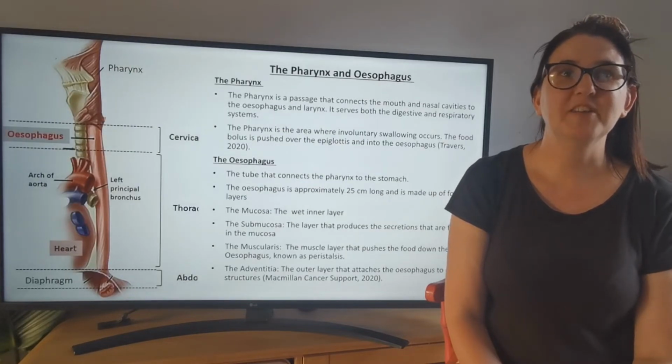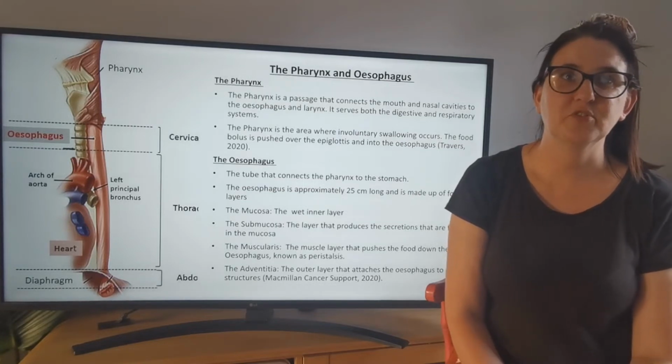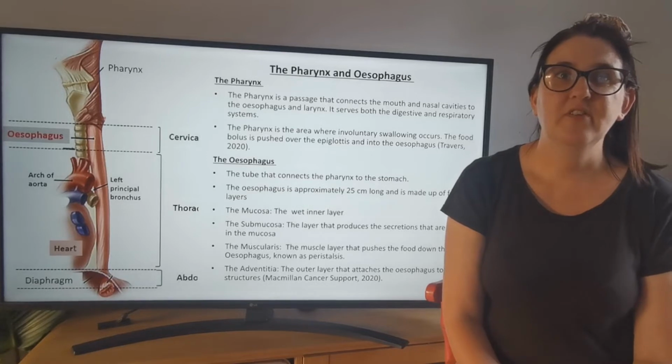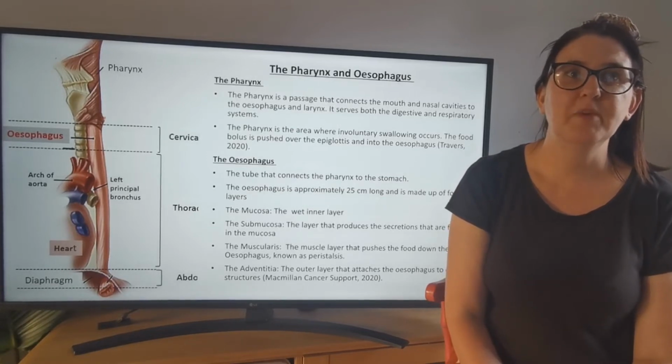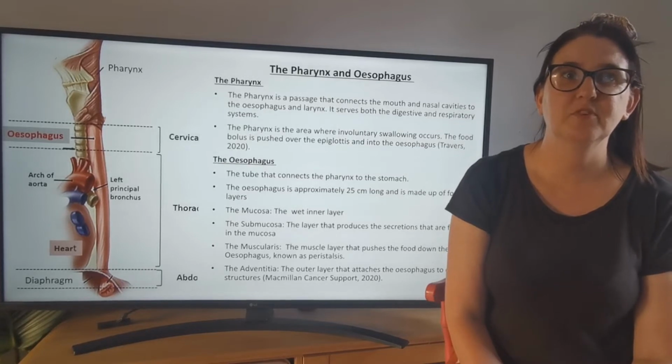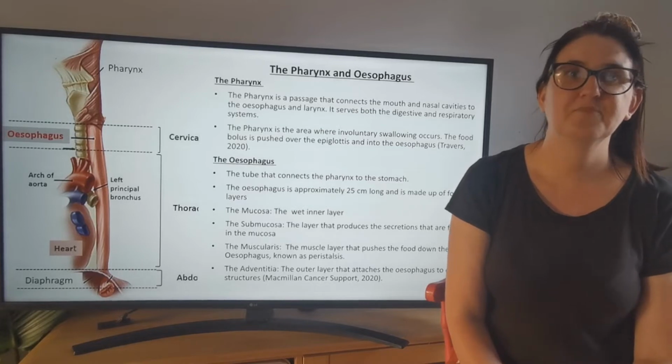The pharynx is a passage that connects the mouth and nasal cavities to the esophagus and larynx. It serves both the digestive and respiratory system. The pharynx is an area where involuntary swallowing occurs. The food bolus is pushed over the epiglottis, a flap of tissue that stops the food from entering the respiratory passages, and into the esophagus.